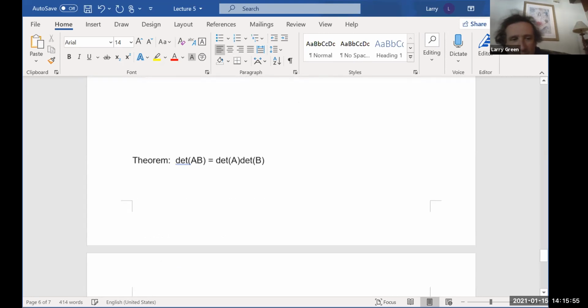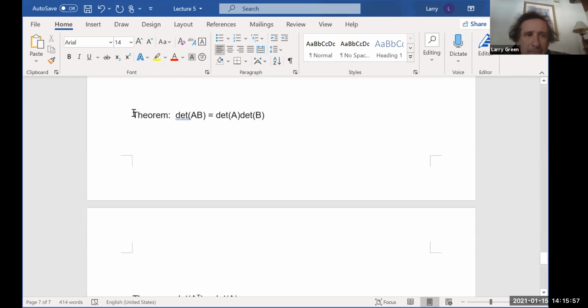Okay, so now we have the following big theorem. This is gigantic and it's easy. Very important theorems are usually easy to remember. And that is, if you want to take the determinant of a product of two matrices, the determinant of A times B is equal to the determinant of A times the determinant of B. Okay, do you agree that's easy to remember?